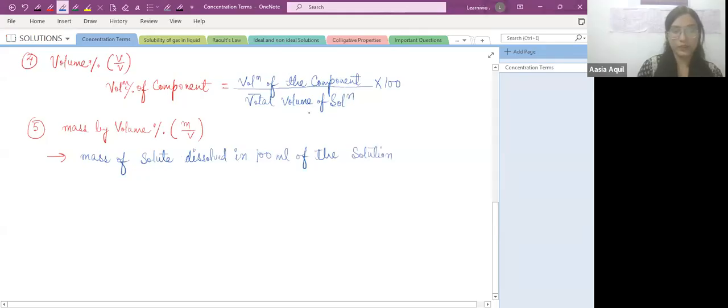Just in the numerator, put the mass of solute and divide it by the volume of solution, into 100, because it is a percent again.